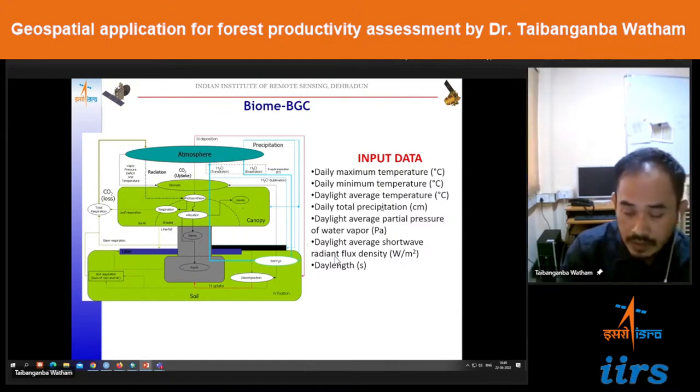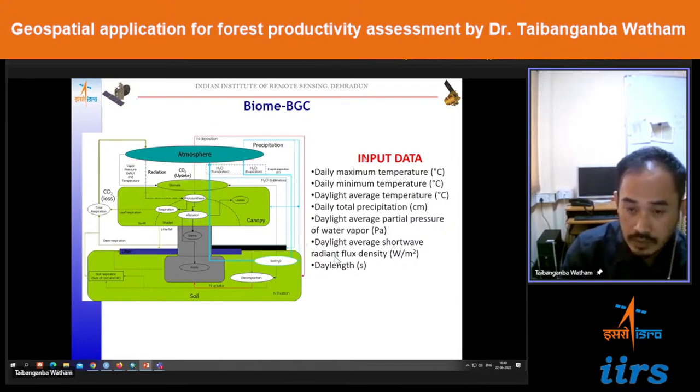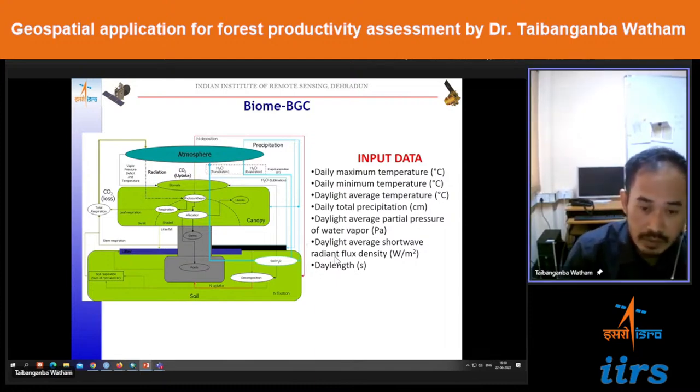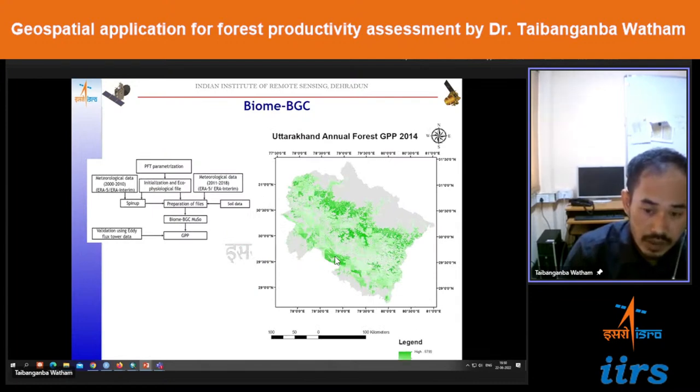The input data here, if you want to understand for BioBGC, is the maximum daily climate temperature, then the minimum, then we have to give the average temperature, again the total daily precipitation in centimeters. Then we have the VPD value, how much vapor pressure deficit, we have to give that one. Then we have to give the incoming solar radiation, and at last the maximum day length, in seconds, like how much sunshine there was, when the day started and when the day ended. So once you have this, then we will be able to map it and work it out easily.